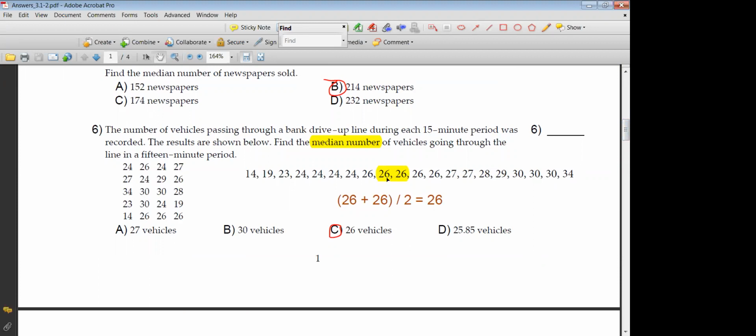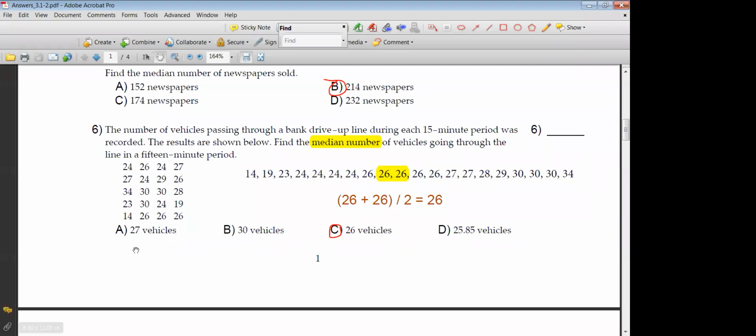So there were 2 middle ones, the 10th and the 11th. When there's an even amount, you have to take the 2 middle numbers, in this case the 10th and the 11th, and you average them out. Well, 26 plus 26 divided by 2, guess what it is? 26.